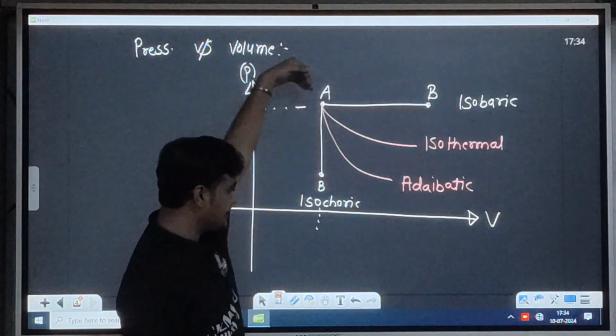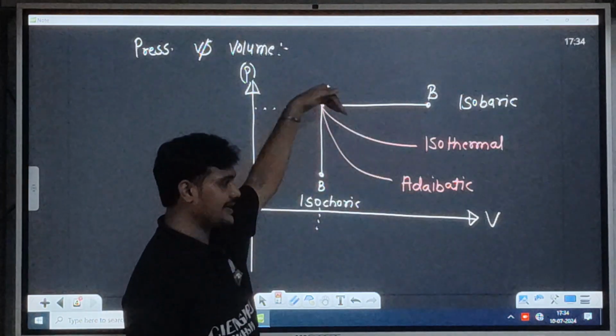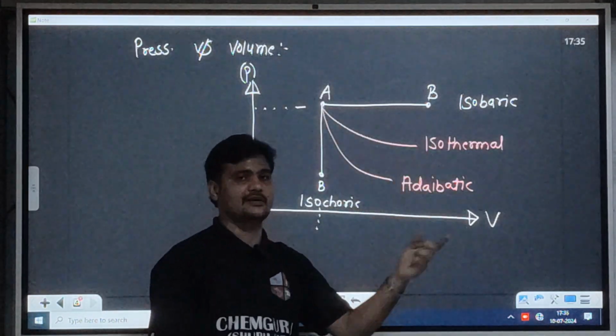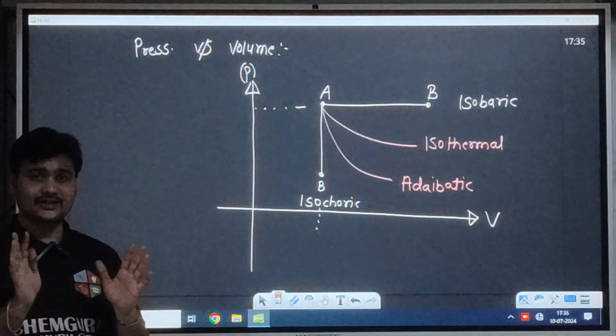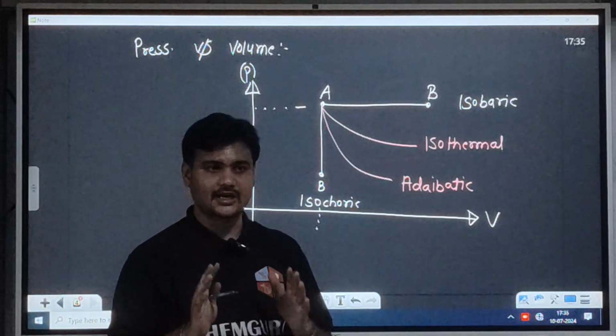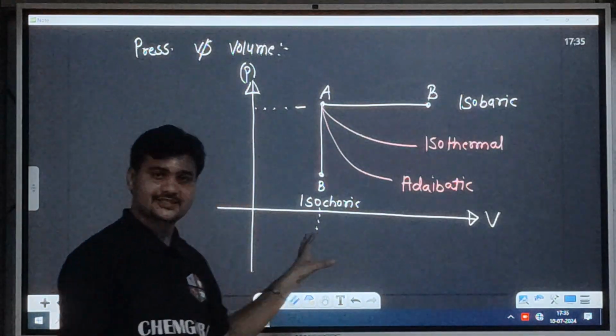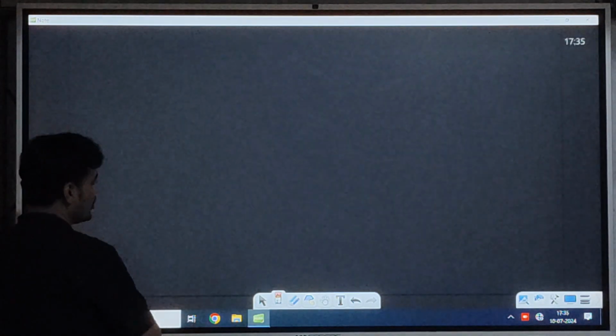So I have assumed all the graphs in the pressure-volume graph: either isobaric, isochoric, adiabatic or isothermal. The slope of adiabatic is always greater. I hope it is clearing. So can I go through the work done phenomena now? You have to copy all these things. I have to go ahead.